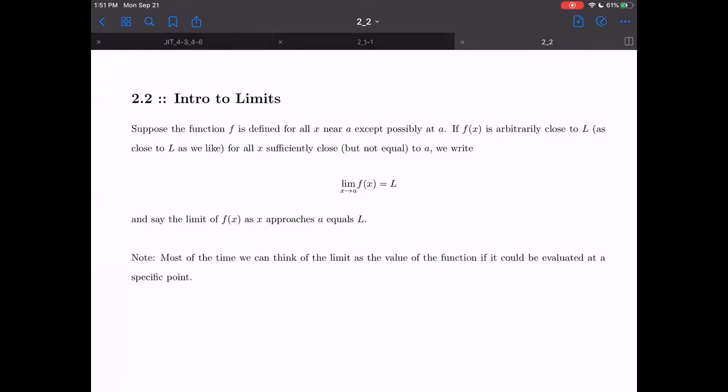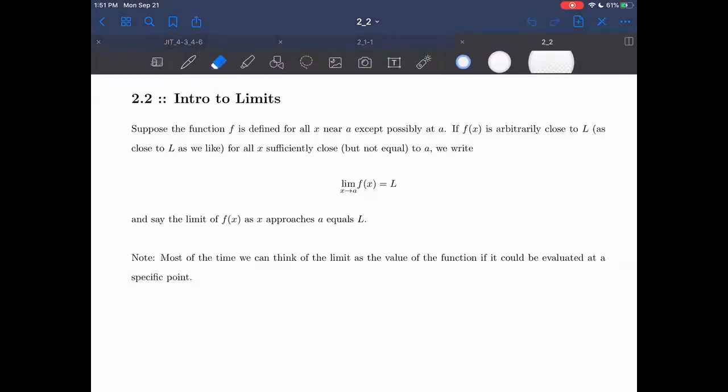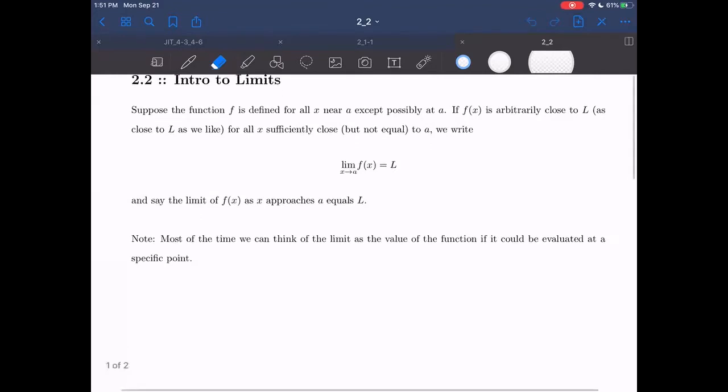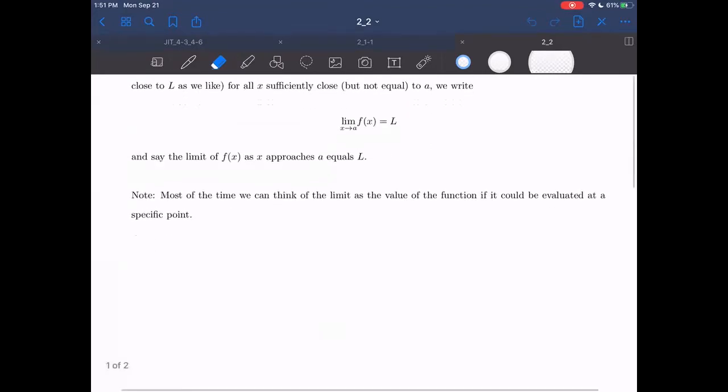And so if we've got a function f, which is defined for all x near a, except possibly at a, okay? If our function is arbitrarily close to some number L, and it can be as close as we like, for all x that's close but not equal to a, then we can write that the limit as x approaches a of this function f of x is equal to L. Okay. Now, most of the time we can think about the limit as the value of the function if it could be evaluated at that point.